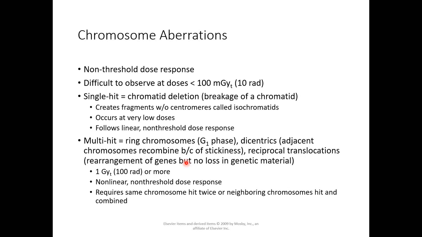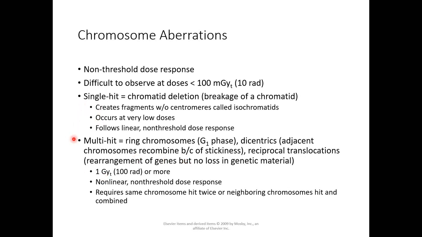And then briefly, chromosome aberrations follow a non-threshold dose response because nobody wants to say how much dose exactly can cause them. They are very difficult to observe under 10 rads or 100 milligray. You can have a single hit chromatid deletion, which is breaking the chromatid into fragments called isochromatids. That can occur at very low doses, and it follows a linear, so it's proportional, non-threshold dose. Again, the single hit chromatid deletion follows a linear non-threshold dose response.